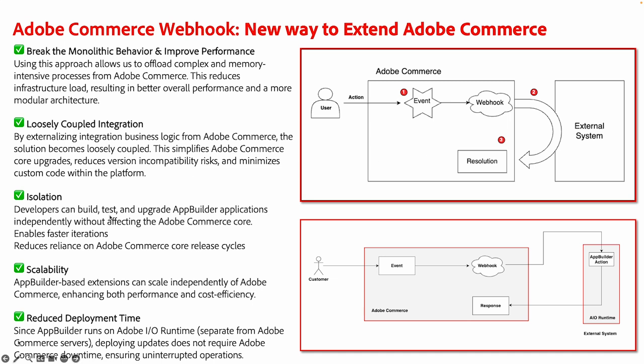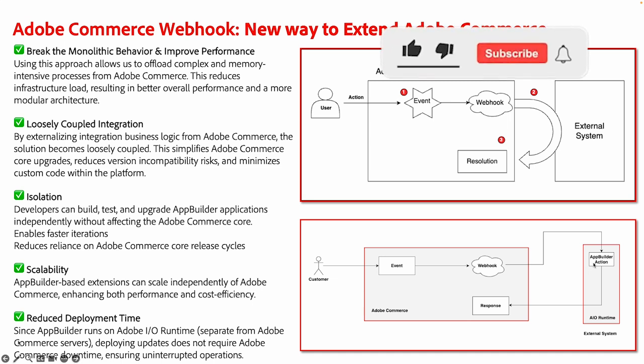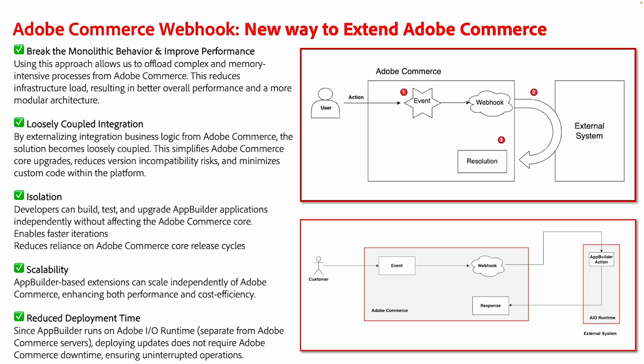The third thing we are doing is the isolation. Now if we are using App Builder as an external system for writing the code, rather than writing the code in Adobe Commerce, we are writing it in the App Builder action. And for a small change in the current approach, if we do a small change in the plugin or observer, we have to do a total deployment of the application. Now we can just deploy the App Builder action rather than the entire Adobe Commerce application deployment, which reduces the deployment time.